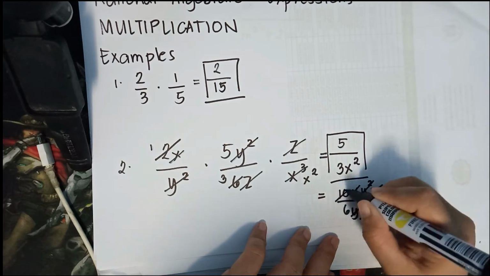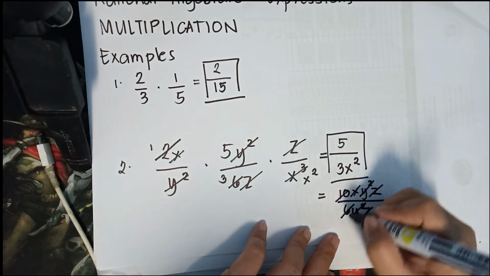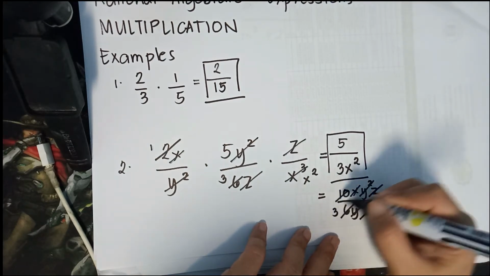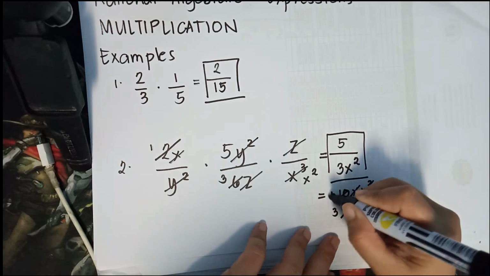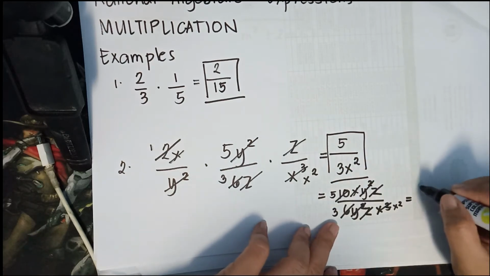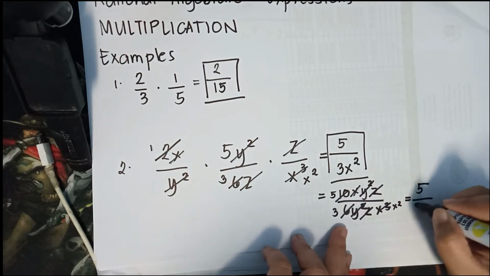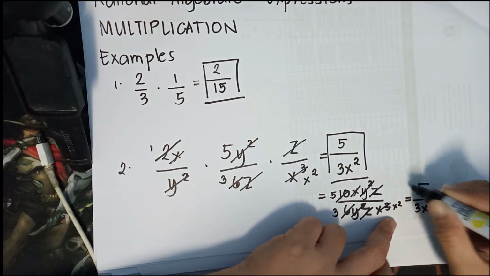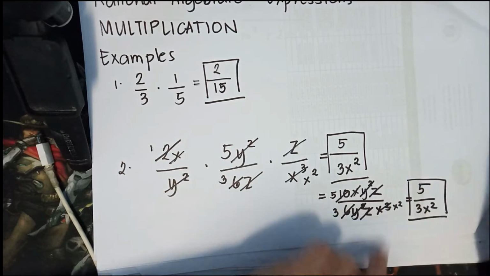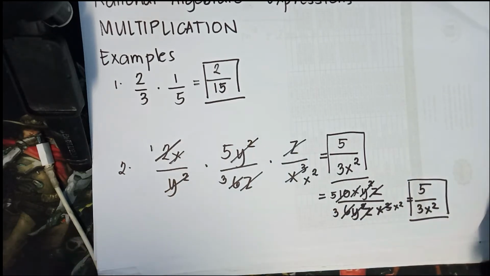Next, common between 10 and 6 is 2. 6 divided by 2, that is 3. 10 divided by 2, that is 5. Multiply the remaining. We have here 5 over 3x squared. Still, we can come up with the same answer.